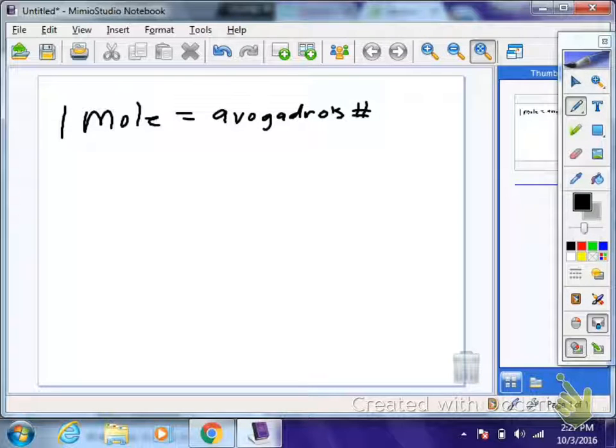And that number is 6.022 times 10 to the 23rd atoms. So if I have 1 mole of atoms, that's that number of atoms.